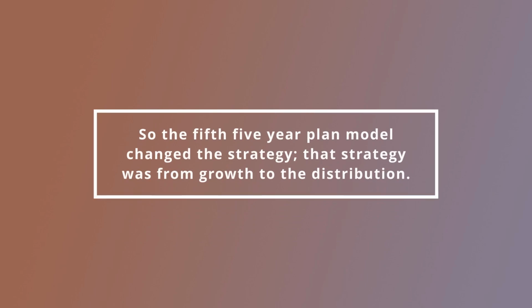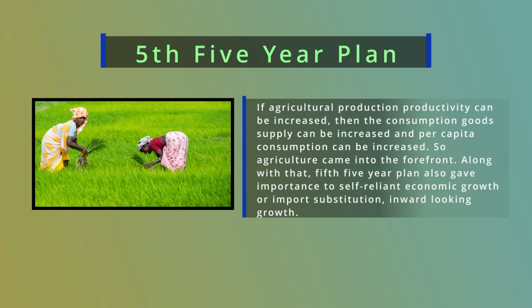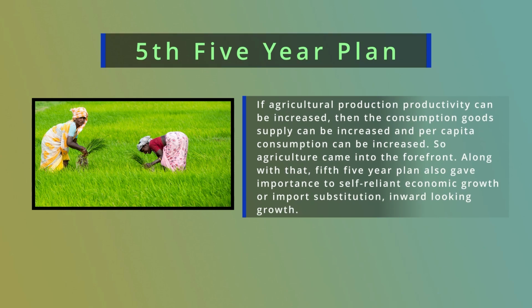So the fifth five-year plan changed the strategy. The strategy was from growth to distribution. That means now the focus is not only on growth of output, but growth with proper redistribution. And that redistribution means proper increase in the consumption items. That plan gave more emphasis on agricultural development. If agricultural product and productivity can be increased, then the supply of consumption goods can be increased, and per capita consumption can be increased. So agriculture came into the forefront. Along with that, the fifth five-year plan also gave importance to self-reliant economic growth, or import substitution, inward-looking growth.